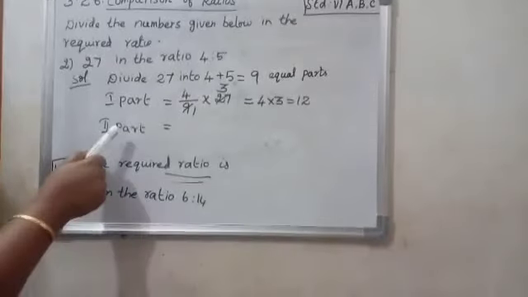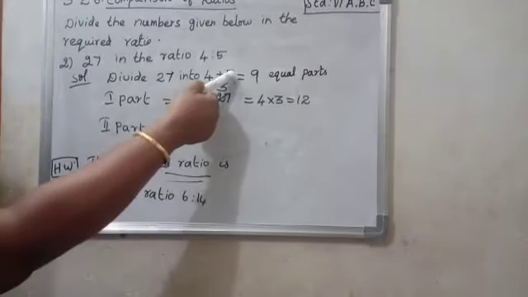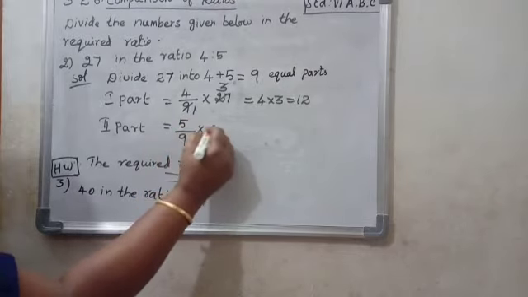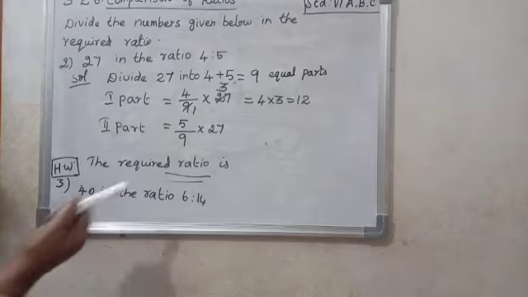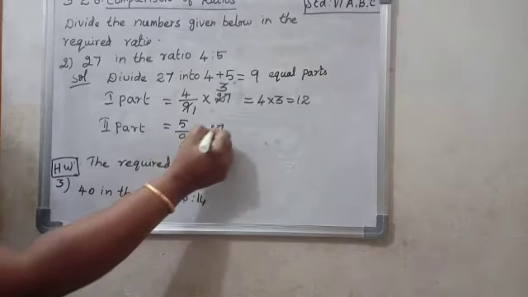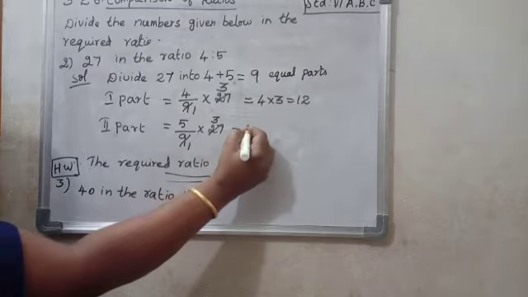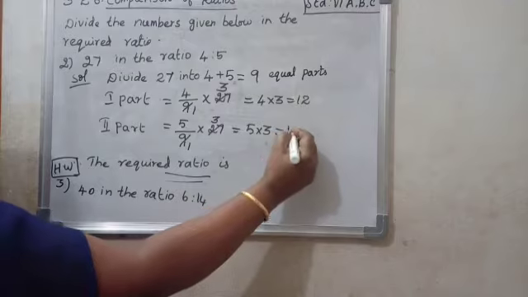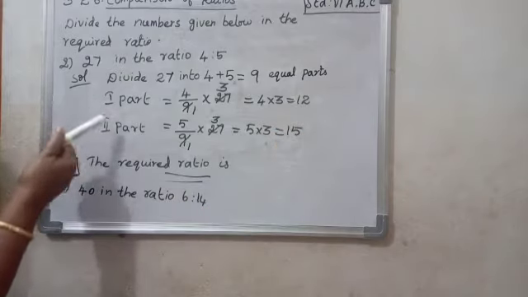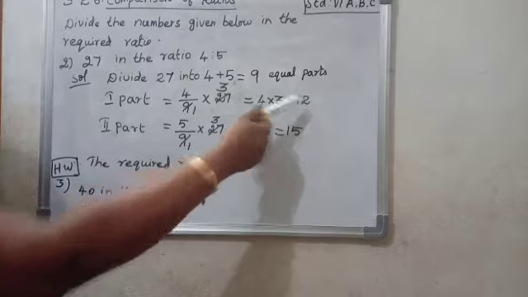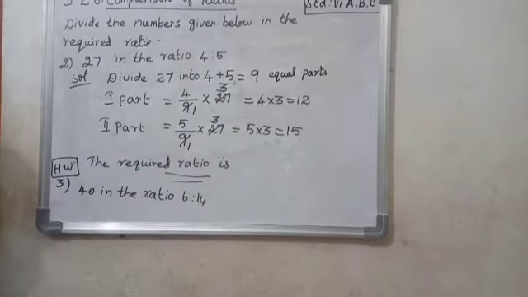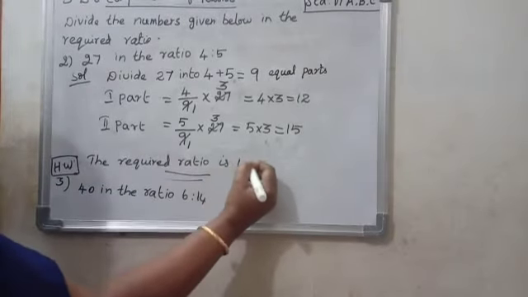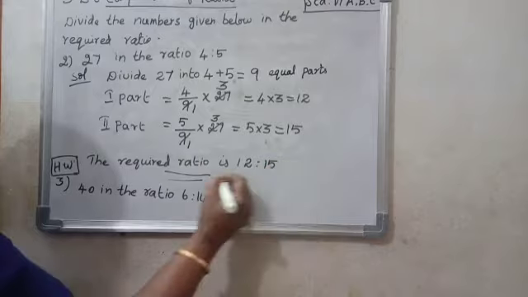Second part, what is the value? Second part is 5, and the equal parts are 9. So 5 by 9 into 27. Now the cancelling method. 1 9 is 9, then 3. So 5 into 3, 5 3s are 15. So the first part is equal to 12, the second part is equal to 15. So the required ratio is 12 is to 15.